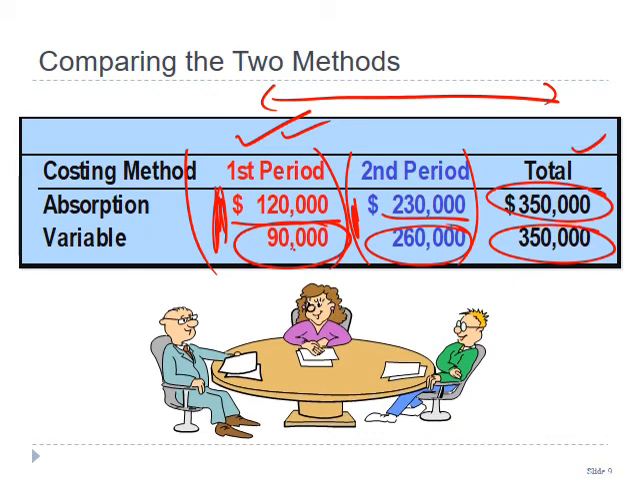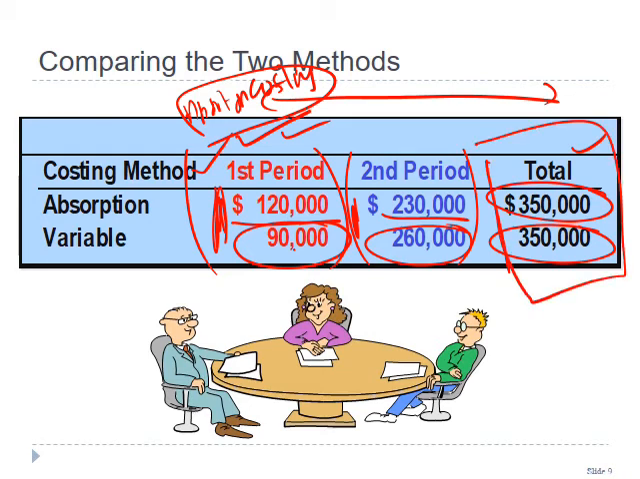So which one is better? That lies under the objective of the manager. If the manager wants to show the highest income in the first year, then absorption costing will result in the highest first year net operating income. But for the total, there is no effect of choosing either method.